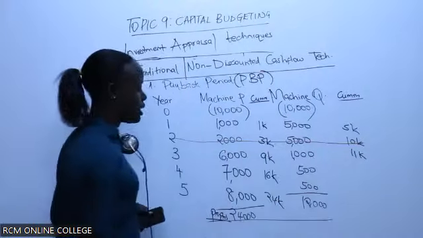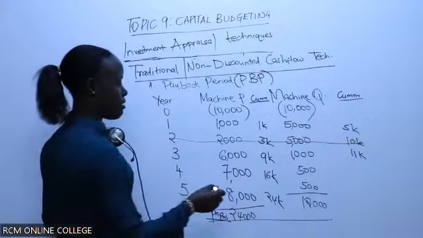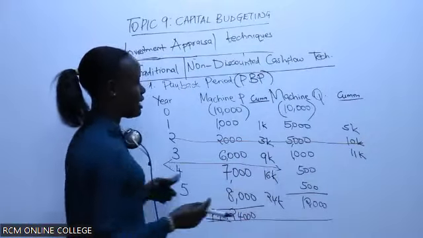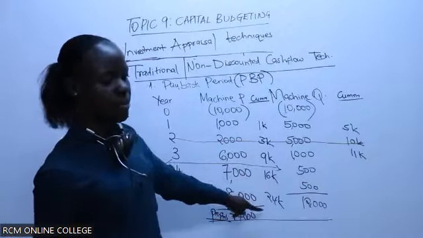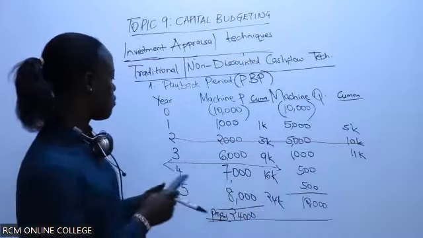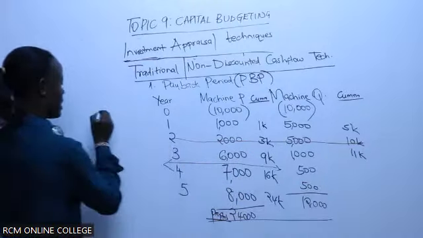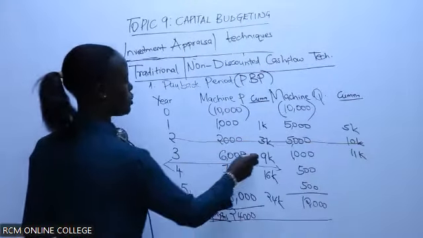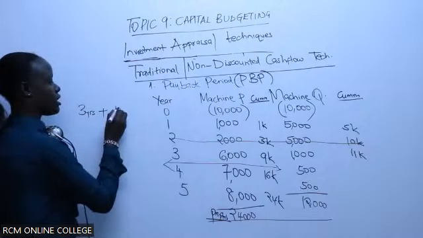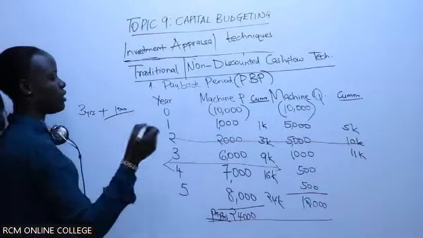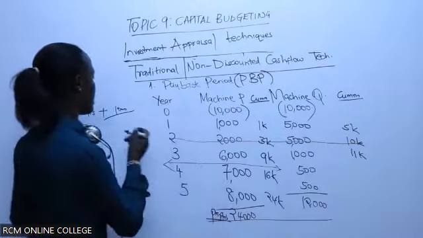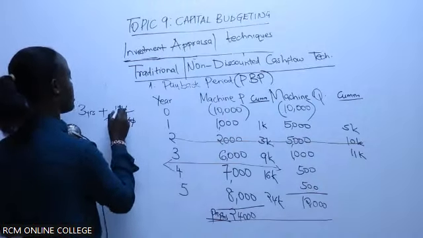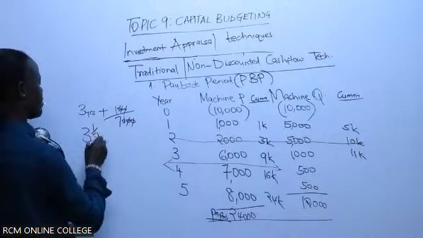But now for this one, our machine will be recovered between this period because we need a 10K, right? We need a 10K. And here we have a 9, and the next figure that we have is a 16. So 9 lies under 3 years. So it will be 3 years plus. The remaining amount between 9 and 10,000 is 1,000. And the cash inflow of the next year is 7,000. So 1,000 over 7,000. And we're going to get it 1 over 7 years.